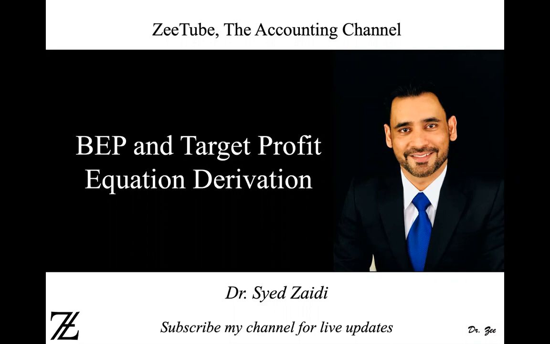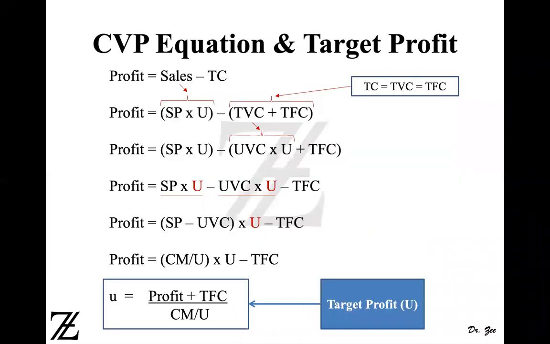In this video, I'm going to derive the break-even point equation and the target profit equation using the total cost and the profit equation. So as you know, profit is equal to sales minus total cost, and sales is a combination of two things: the selling price times the number of units sold. So total sales is equal to selling price times number of units sold. We are going to expand this equation as SP times U.